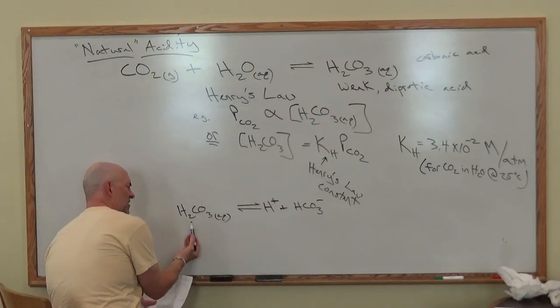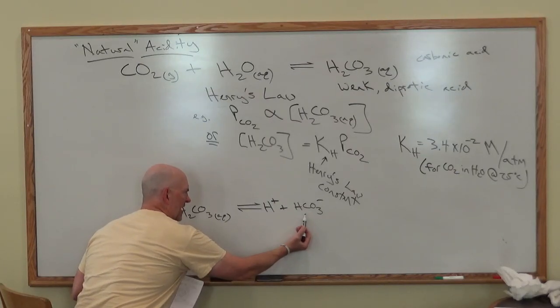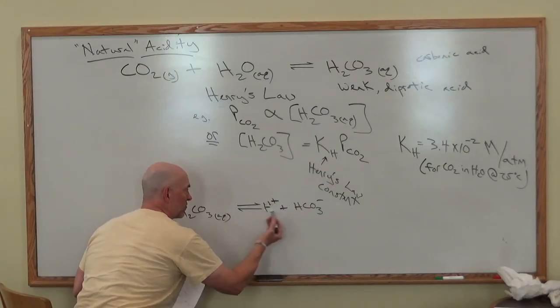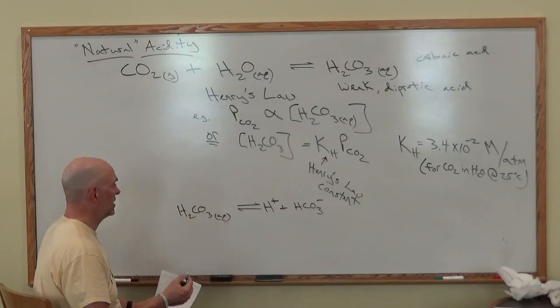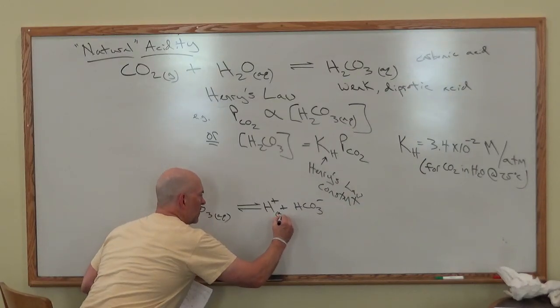Now, I might as well just get the vocabulary here. So this is carbonic acid. We often refer to these as protons or hydronium. And this is called bicarbonate. This is a bicarbonate anion. We're going to talk a lot more about this chemistry when we get specifically to the section on aquatic chemistry. And all of this is aqueous.